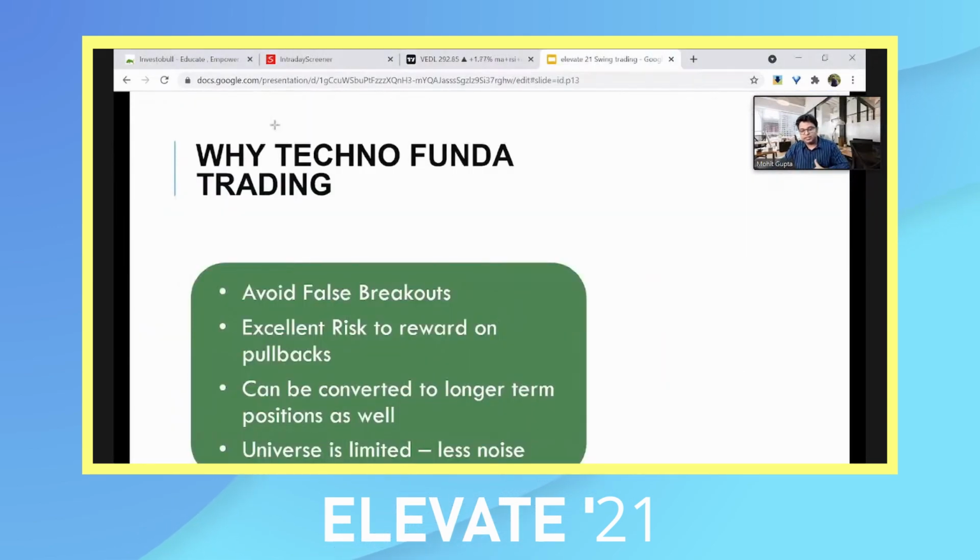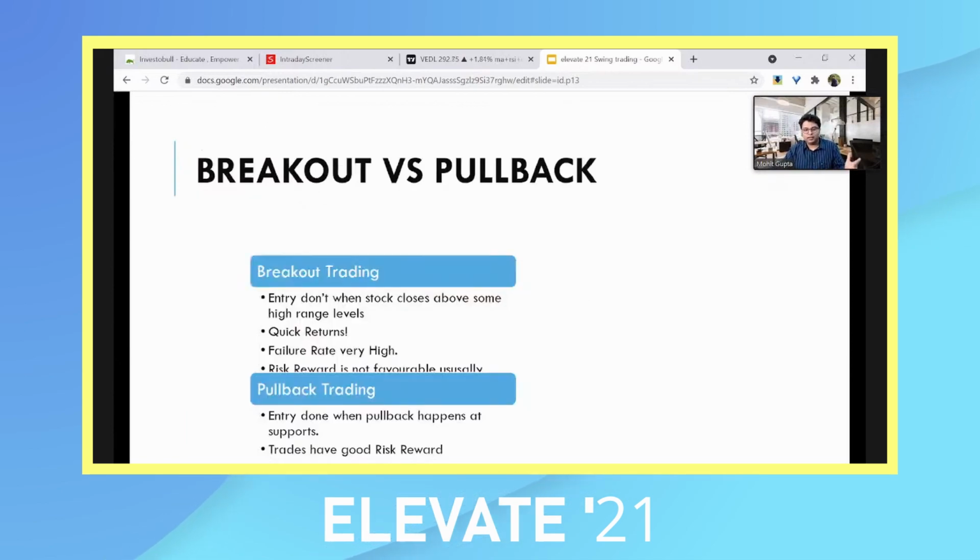Also, the universe is limited. So when we go about Technofunda trading, we limit our universe to a limited set of stocks, and due to this, there is less noise because we have fewer stocks to monitor. Once we keep tracking these stocks, we get familiar with the structure of these stocks, how they actually behave, and which is the most likely pullback point for any stock. Because when you track, let's say, 20 stocks over a year, you get familiar with them. You see how a stock behaved in the past, how it is likely to behave, or where it is likely to get good support. So you have a good idea about that. You limit your universe to maybe 30-40 stocks, and then you trade those stocks.